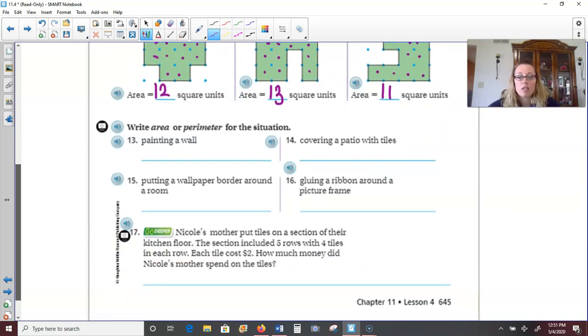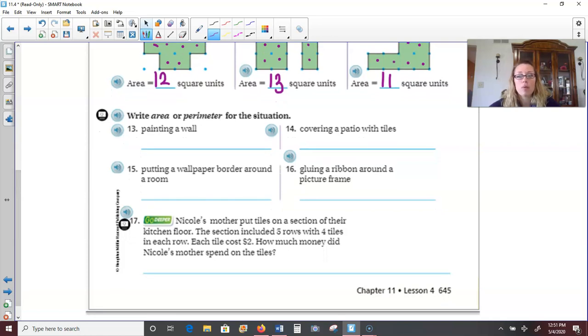All right, on 13 through 16, we need to say perimeter or area for the situation.